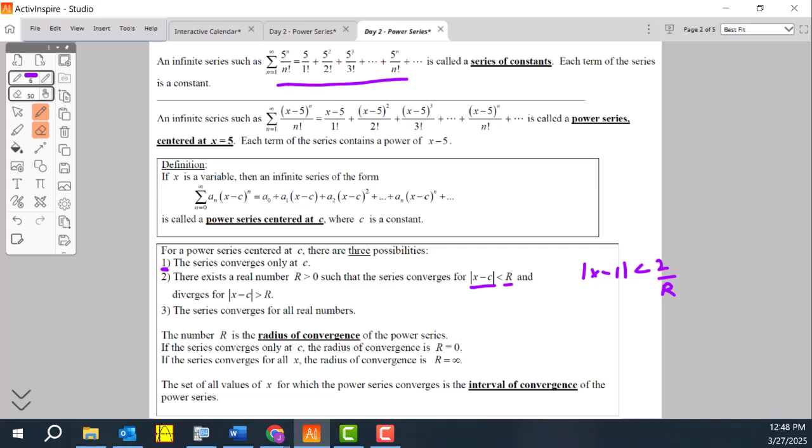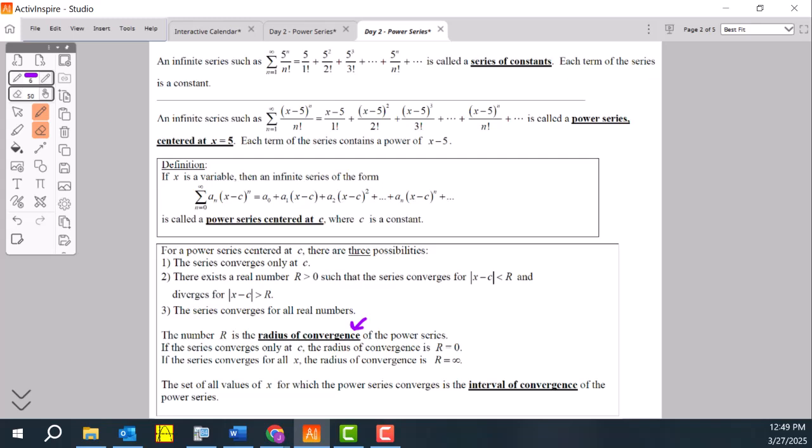So you can go down to -1 or up to 3 and plug any of those values into x and the series would converge. The last option is that the series converges for all real numbers. That means no matter what you plug into x, it will be a convergent series. So if you end up with a number for r, that is the radius of convergence here. If it converges only at c, then the radius of convergence is 0. If you end up with the series converging for all values of x, then the radius of convergence is infinity.